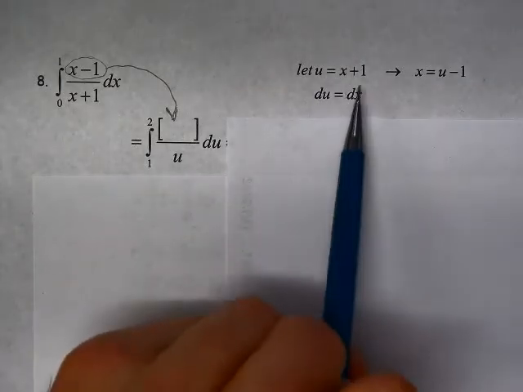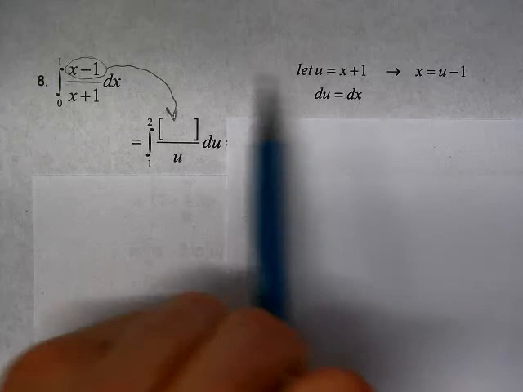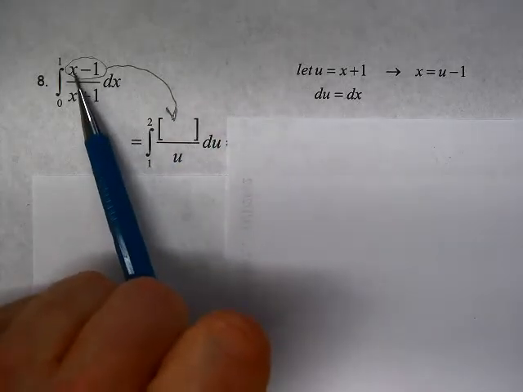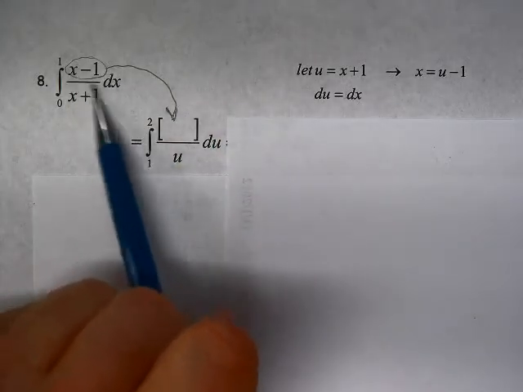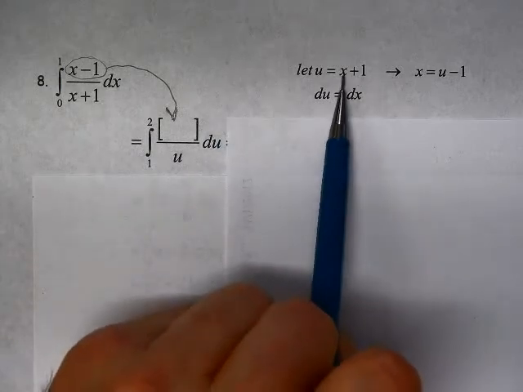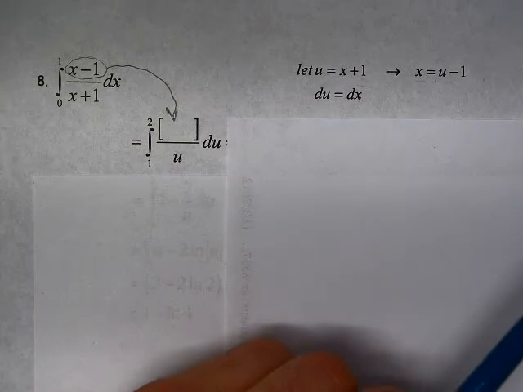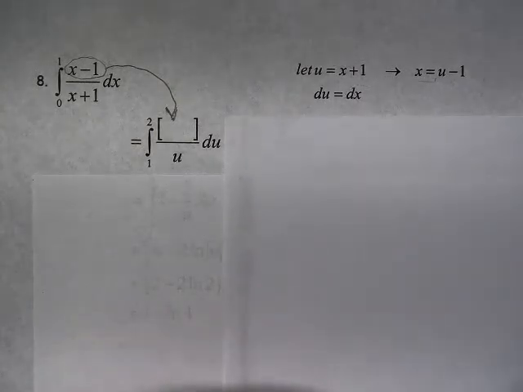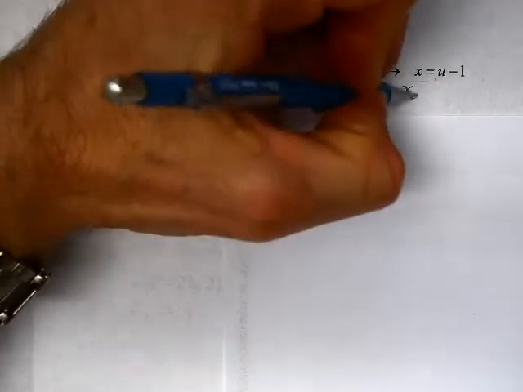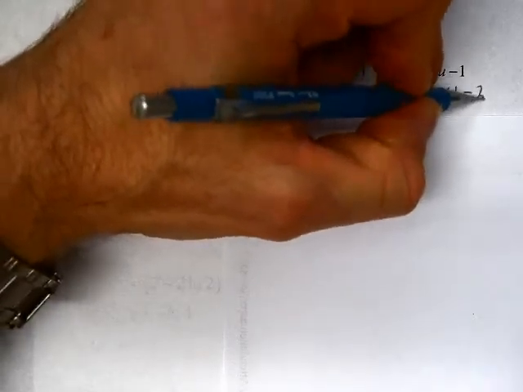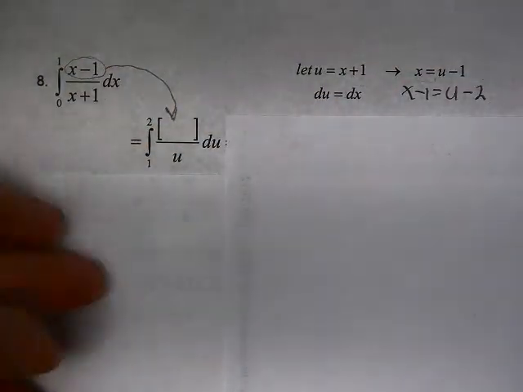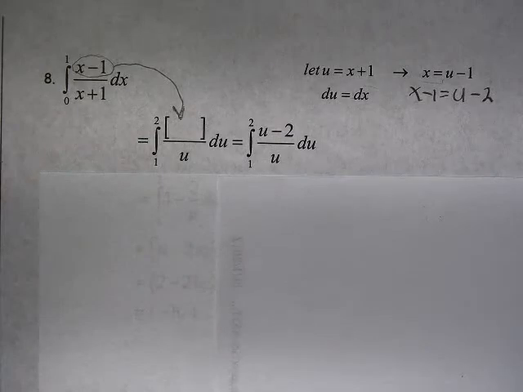So again, this is one of those sort of tricky examples where I want to focus on how I can get x minus 1 as a function of u. So if I solve this for x, I get x equals u minus 1. So if I need an x minus 1, that's going to be equal to u minus 2. So then I make that substitution.